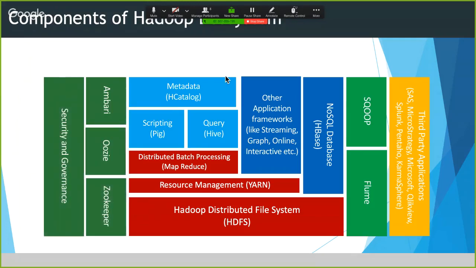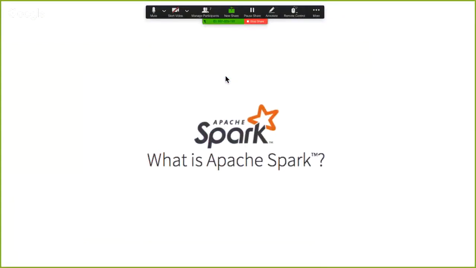On the left side, what you see in green are all operational activities. If you take the example of a Hadoop admin, you will be mostly dealing with whatever you see on the left side: Ambari, Oozie, Zookeeper, and security and governance, which is Knox. On the right side is mostly for BI people who are interacting with Hadoop, not necessarily developers. And whatever is in between is mostly for the Hadoop developer. This was Hadoop, just to give an understanding.